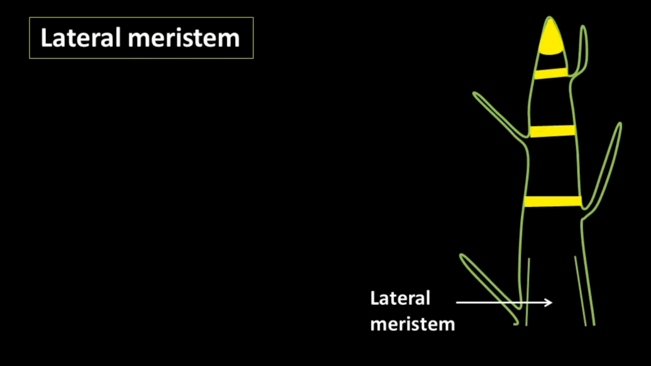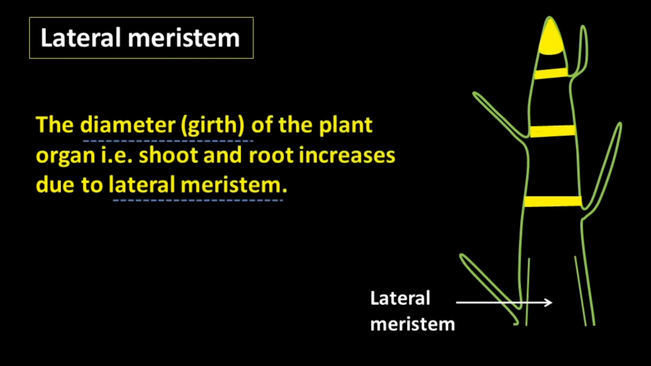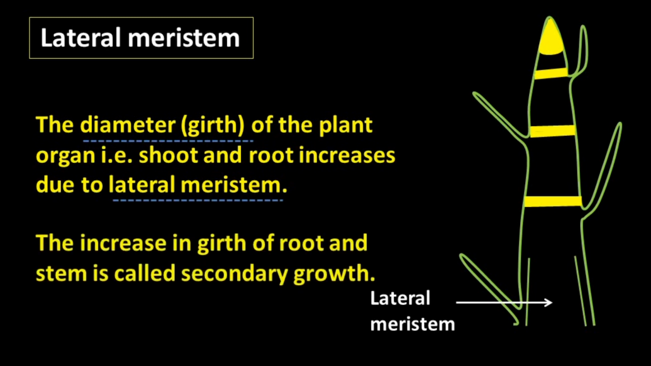Another type of meristem is a lateral meristem. The diameter or girth of the plant organ, that is, shoot and root, increases due to the lateral meristem. Diameter of the shoot and root increases due to the lateral meristem. The increase in the girth of root and stem is called as a secondary growth. Increase in the height is called as a primary growth. Increase in the diameter of shoot and root is known as a secondary growth. Secondary growth occurs due to lateral meristem.